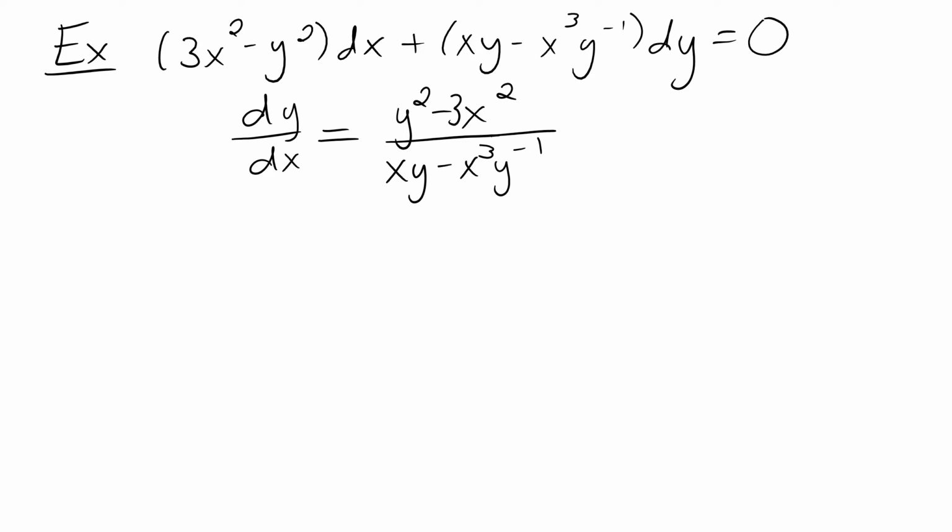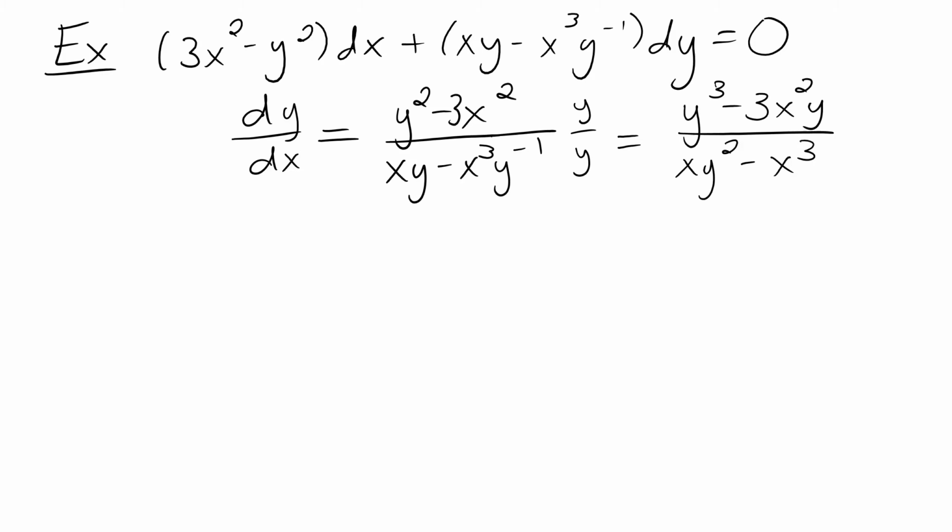That y to the negative 1 there is a very big problem. So let's suppose I wrote it as x cubed over y, and then I'd like to get rid of that fraction. So I'm going to multiply everything through by y. So I have y cubed minus 3x squared y over xy squared minus x cubed. Notice the power on every term is cubed now. Previously it was squared, but now everything has positive powers and it's cubed. That's going to be very helpful.